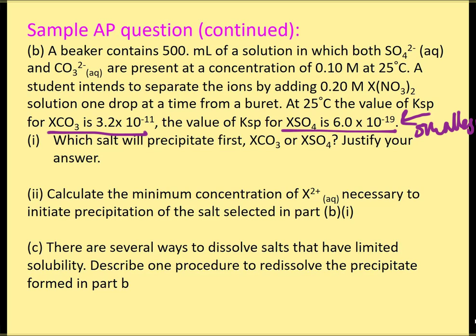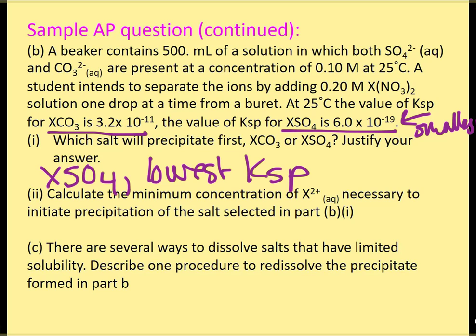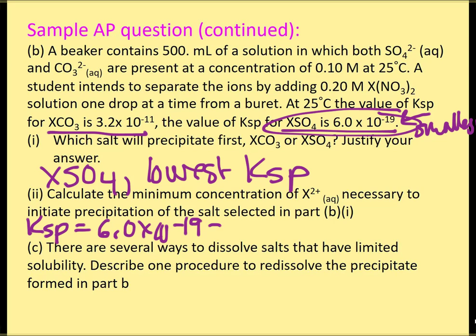So I'm going to say the sulfate one, because it's the lowest Ksp. Then it says calculate the minimum concentration necessary to initiate the precipitation of this salt. So I know what the Ksp is. It's given to me. It's this 6 times 10 to the -19. And that's going to be equal to the concentration of my X 2 plus, and then that sulfate ion.